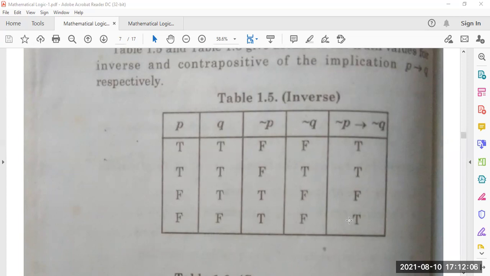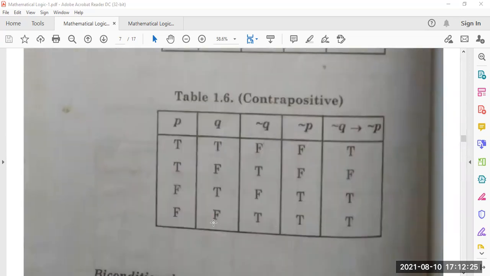It is true, it is false, and false, false. So minus P implies minus Q. Minus P implies minus Q. False, false means true. False, true, true. True, false, false. True, false, true. This is the inverse.